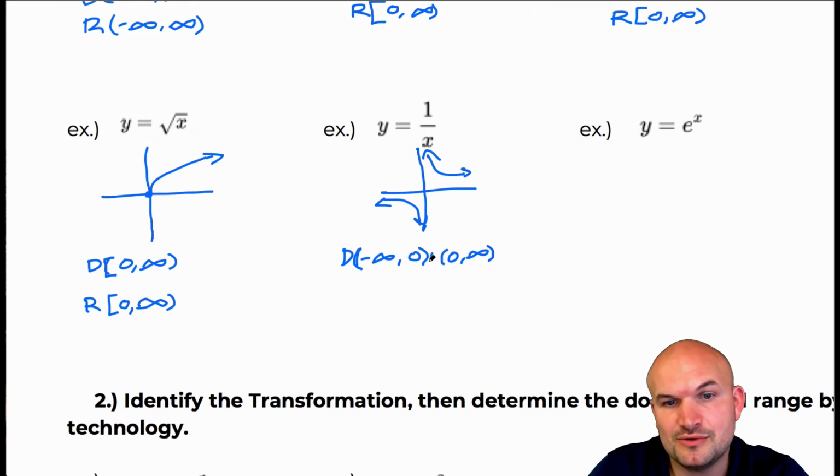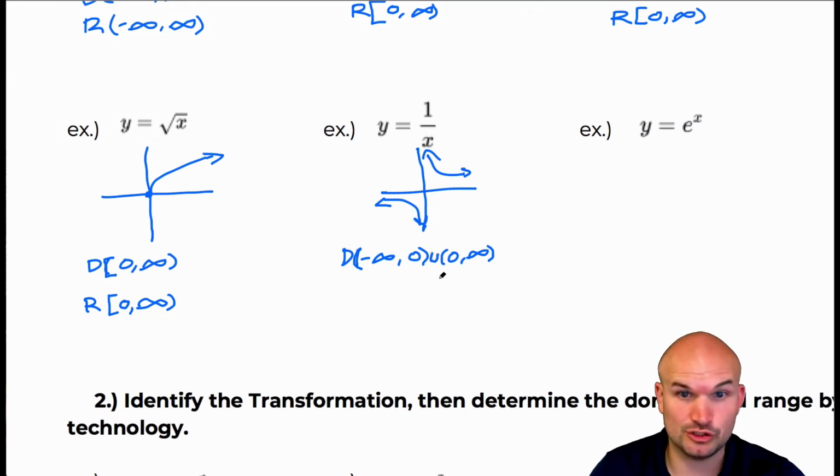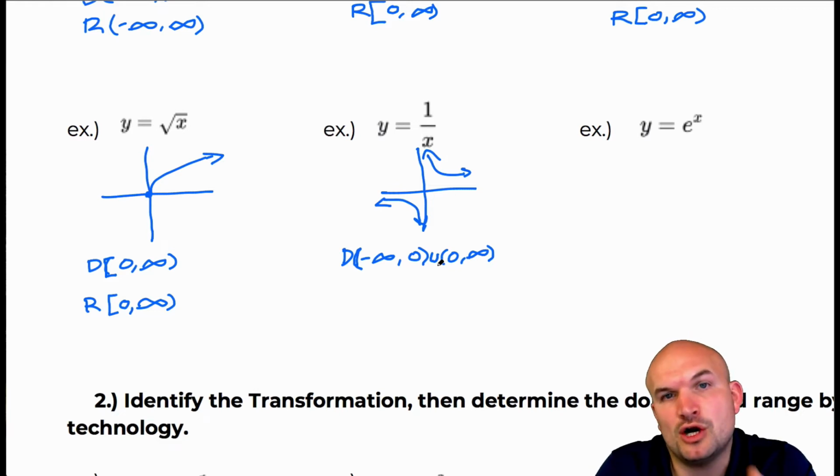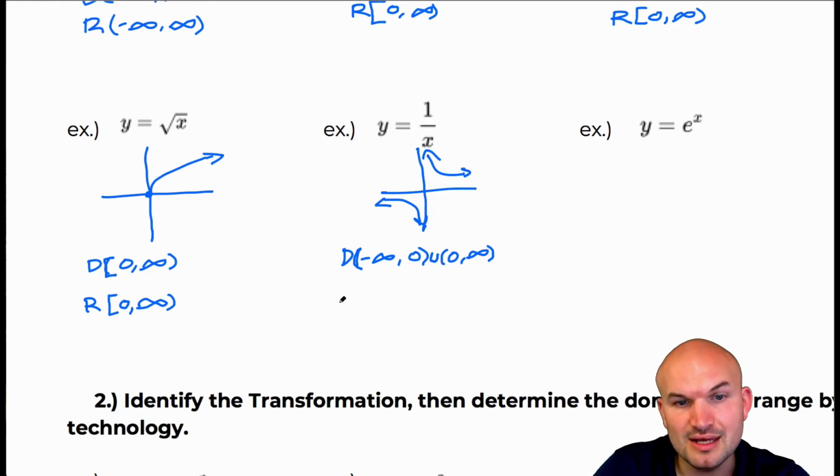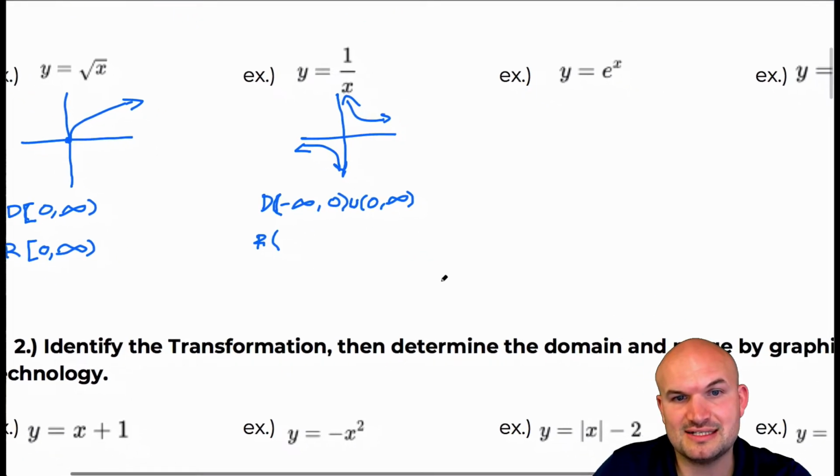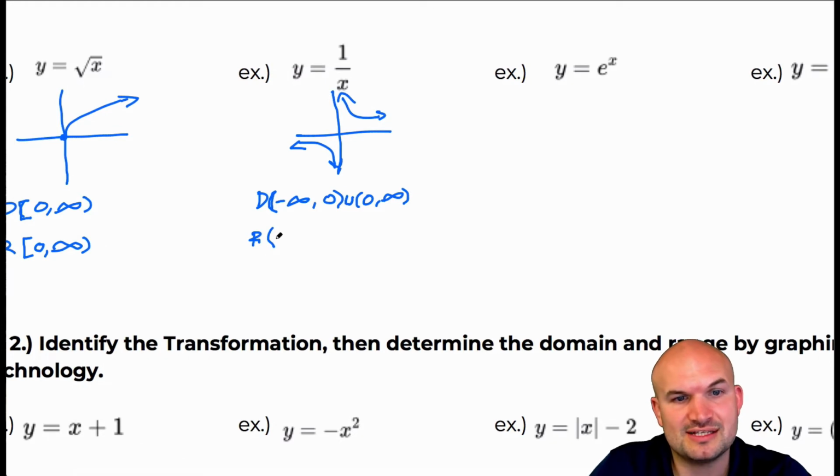Now, I do need to group these together, so I'm going to use the union symbol just to say that these are a part of the same domain. Now, the range is actually the exact same. When I do the range, we looked at that, and it was the exact same just for the y values. So that's going to be from negative infinity to 0, and then union 0 to infinity.